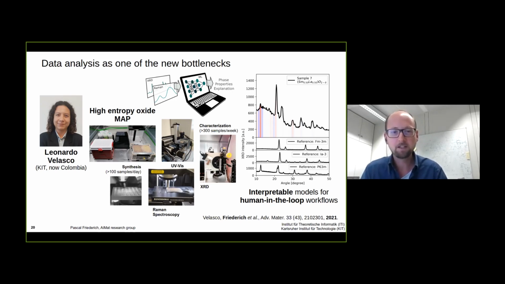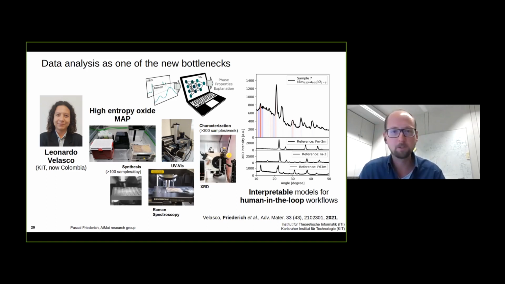So how can we analyze on the fly whether a certain high entropy oxide, for example, formed a single phase material, or whether it is separated into multiple different phases and therefore is not a single high entropy oxide, but multiple different oxides that are maybe not high entropy anymore. And here we were pursuing an interpretable machine learning model that enables what we call a human-in-the-loop workflow.